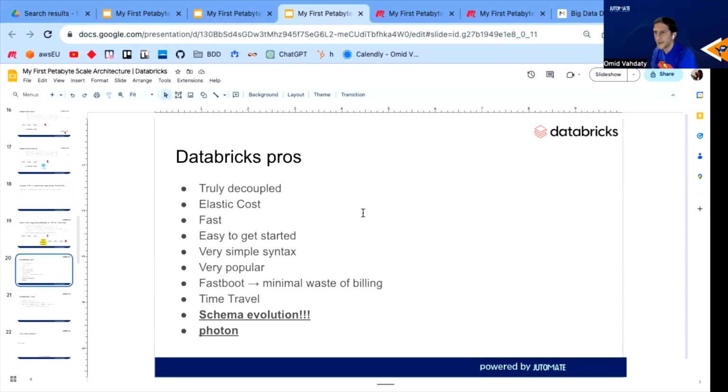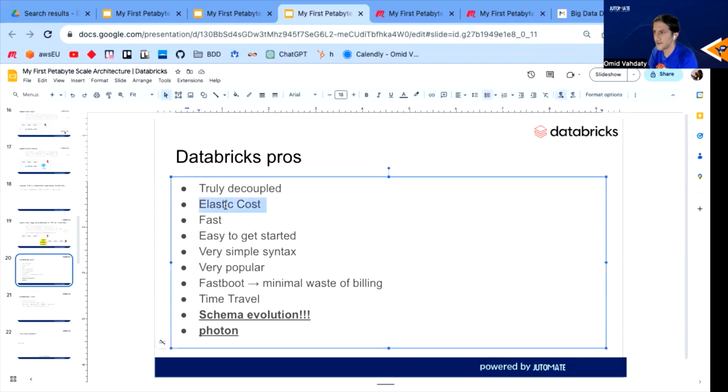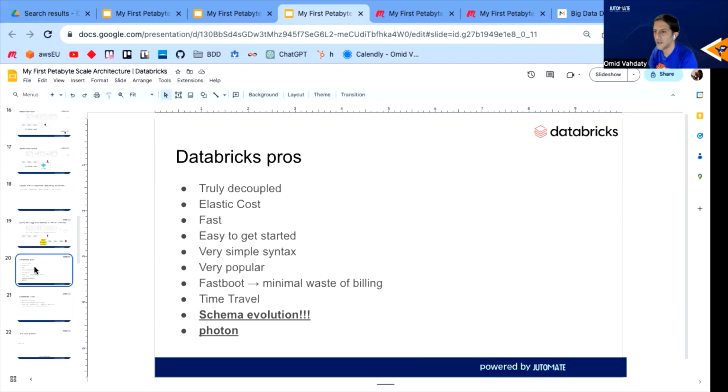Pros. There are lots of advantages associated with Databricks. It's truly decoupled, meaning you can access the storage layer even if it's in Delta Lake format. It has an elastic cost structure. It's relatively fast, easy to get started, very simple syntax, very popular, very fast boot, minimal waste of billing. You have an ability to time travel, which is sometimes useful. Schema evolution, which we discussed, and Photon. Any questions about the pros?